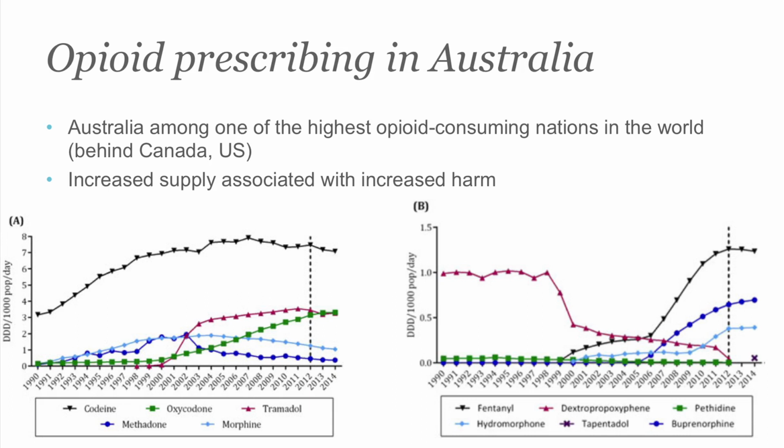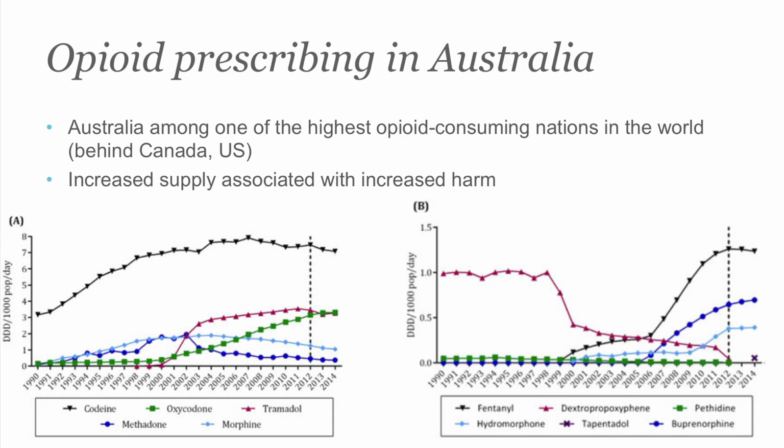Now, this graph that we're seeing here just very quickly illustrates what's been happening with opioid prescribing in Australia, and it's something that I'm sure we're all aware of. Australia is amongst one of the highest opiate consuming nations. Now, we're a first world country, we have easy access. There are other parts of the world where there is not enough opiates available for people that need them.